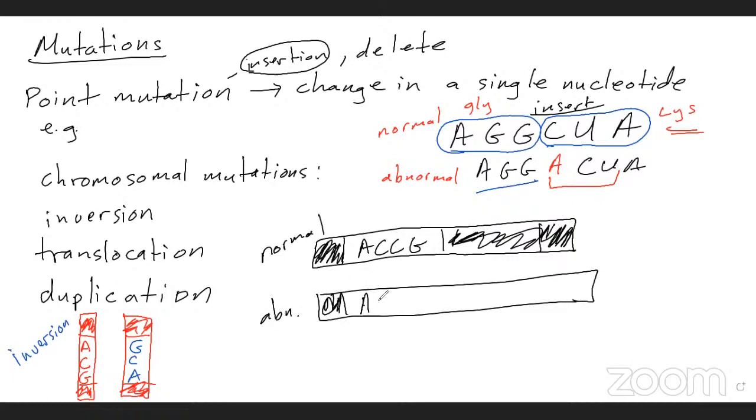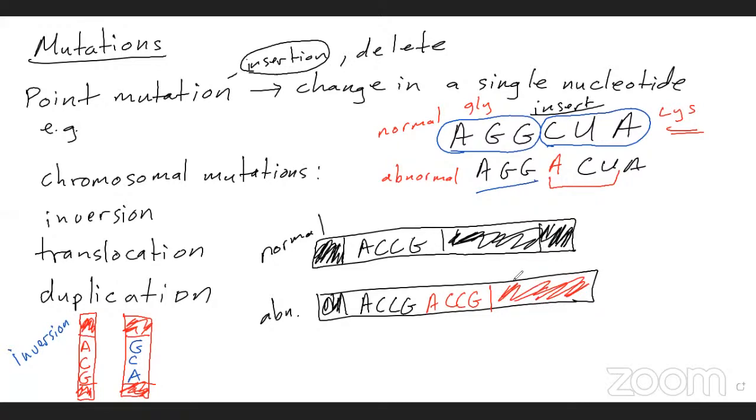All right, so we have ACCG. If we duplicate it, you're going to have A, C, C, G again. So that's all. You have 2 copies of it. All right, so that's duplication.